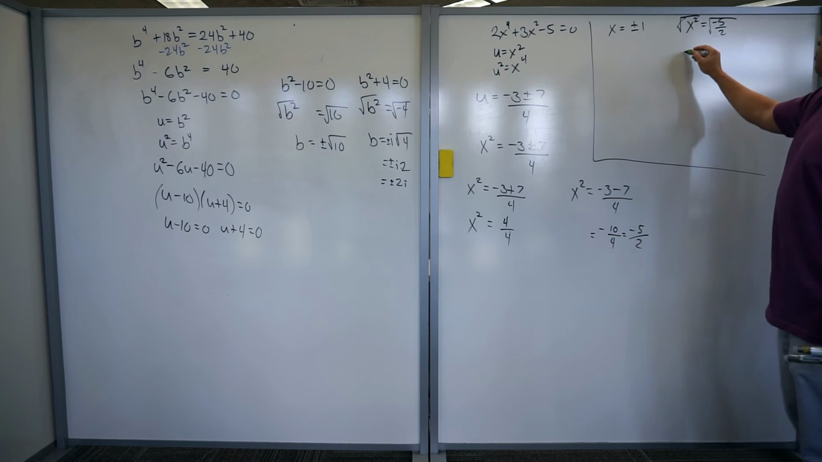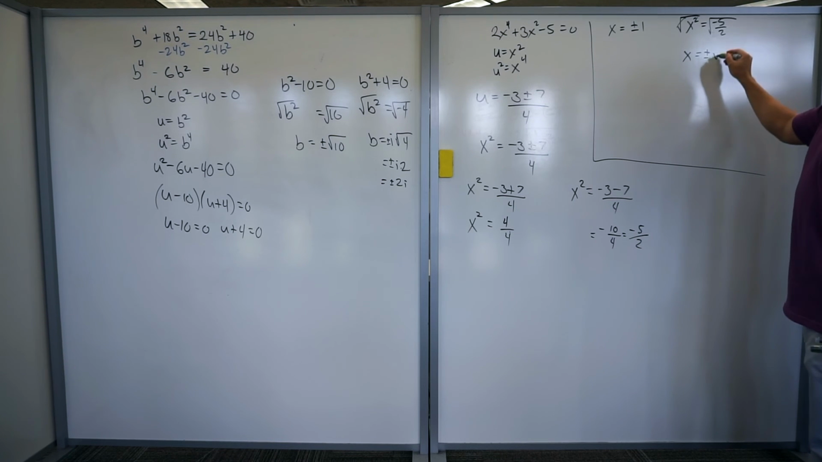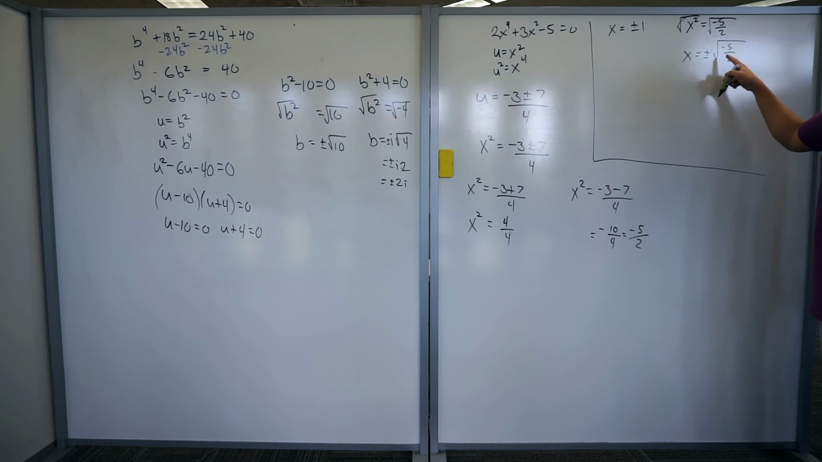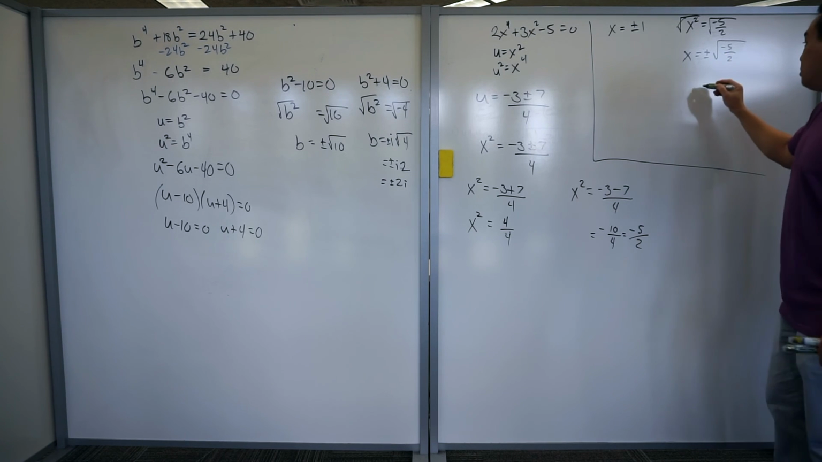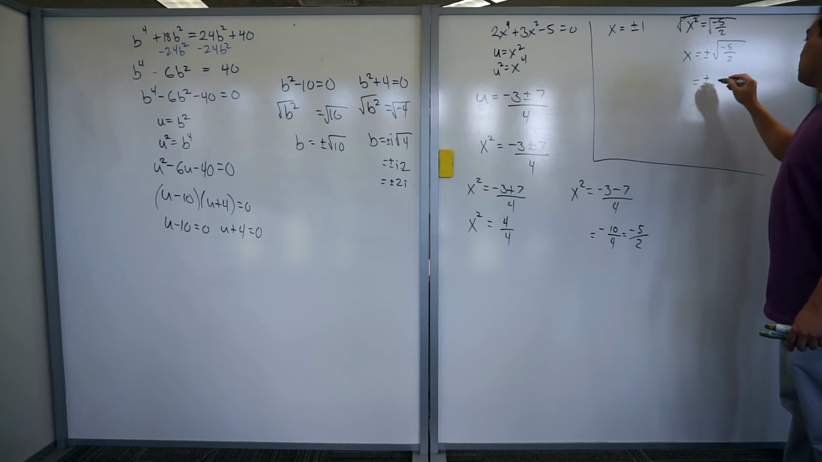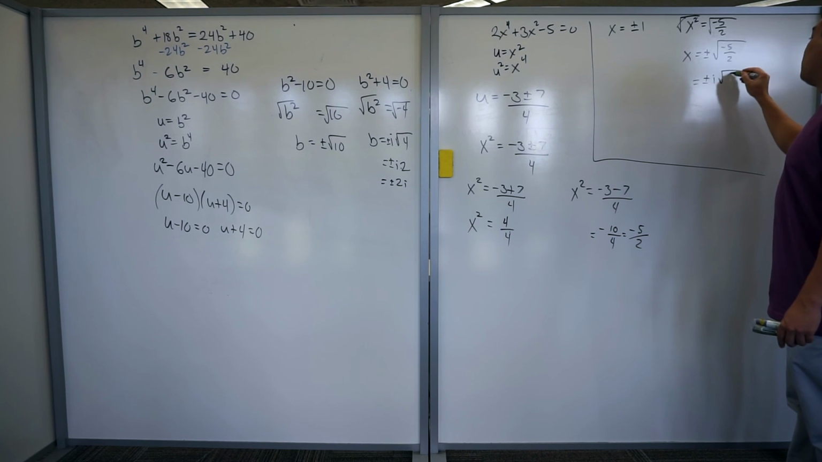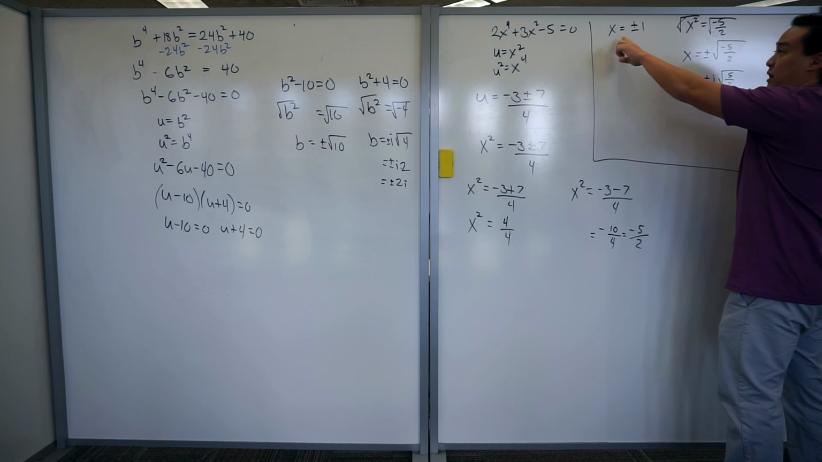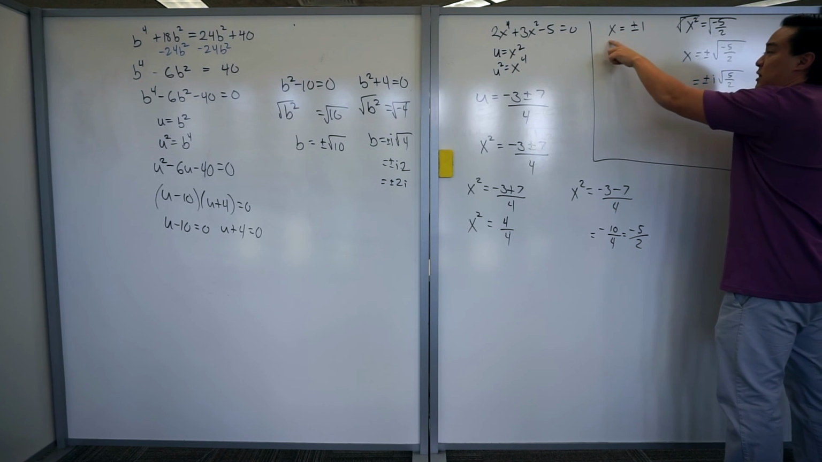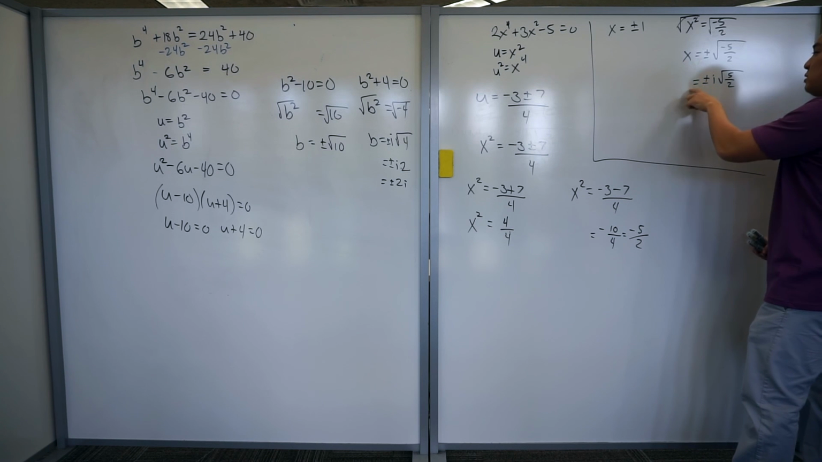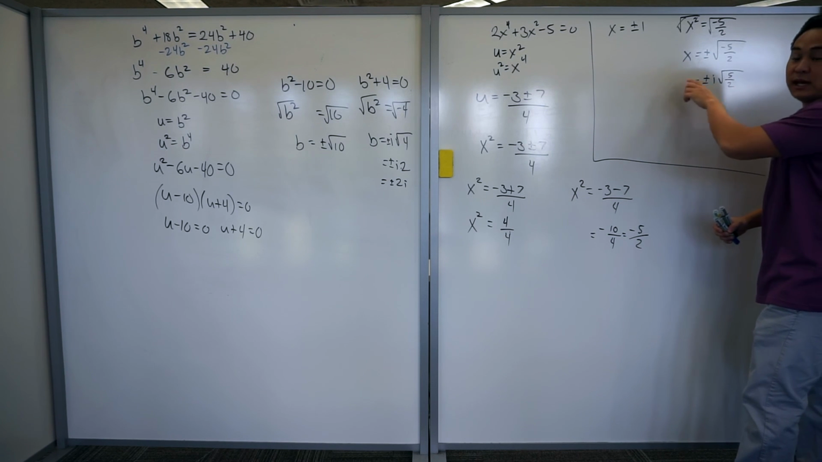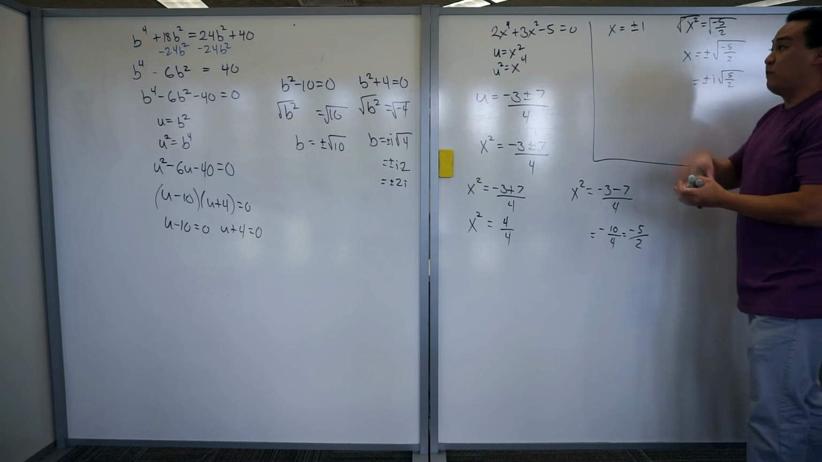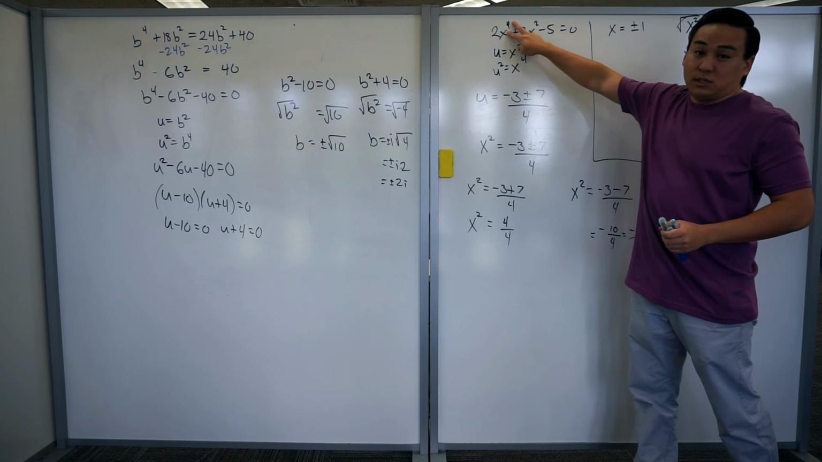These cancel and you're left with x is equal to plus or minus the square root of negative 5 over 2. But again, the square root of negative 5 over 2 gives you an i value. So this is equal to plus or minus i times the square root of 5 over 2. So again, count. There's 4 answers. x equals 1, x equals minus 1, x equals plus i root 5 over 2, and x equals minus i root 5 over 2. So we have 4 solutions, which matches the degree of the polynomial.